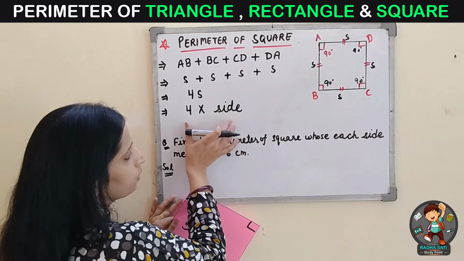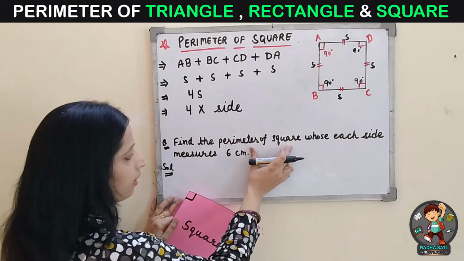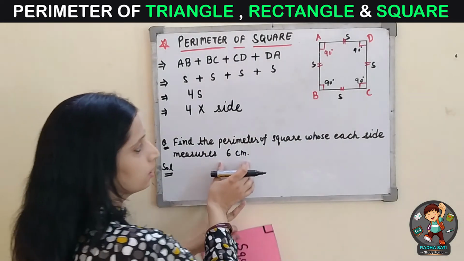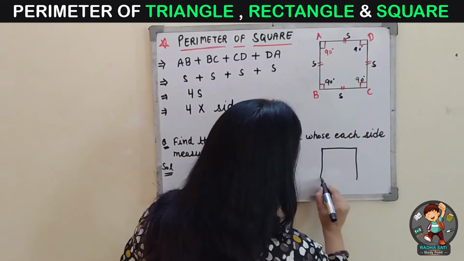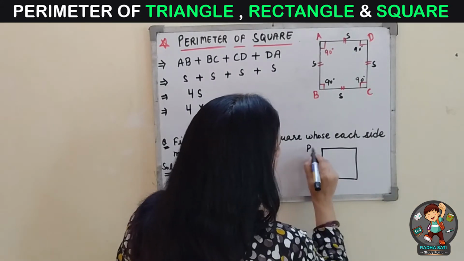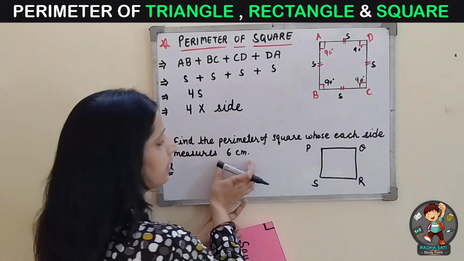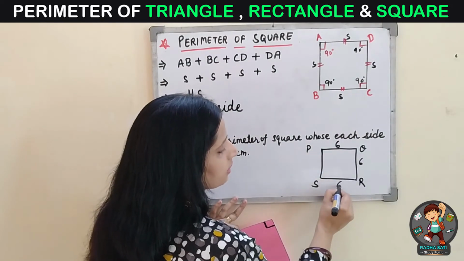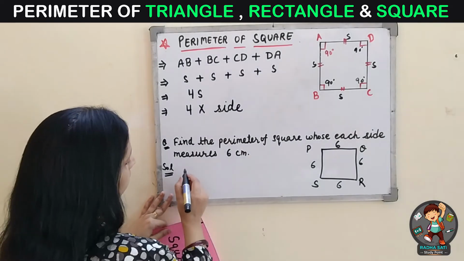Okay. Now by using this formula, we will find out the perimeter of square whose each side is of 6 centimeter. So let's first draw the square. Suppose this is the square PQRS and each side is given, it is of 6 centimeter. This will be 6, 6, 6 and 6 and we have to find out its perimeter.